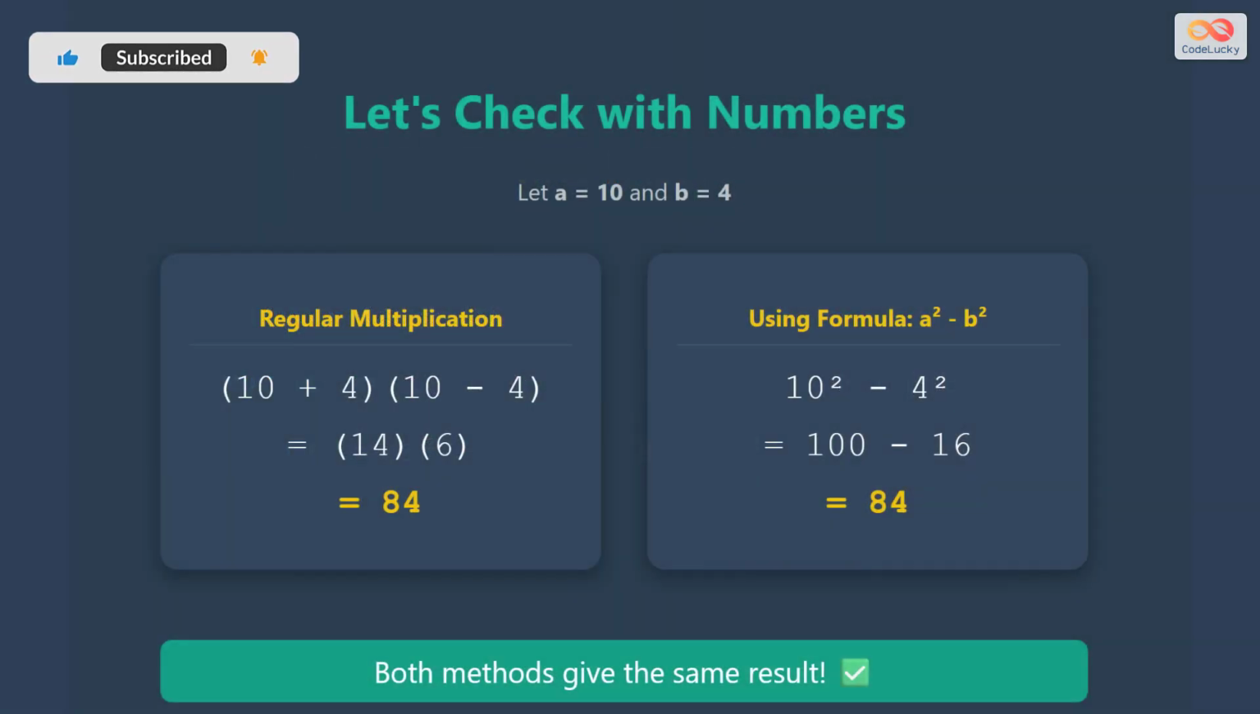Let's test this with real numbers. Let a equal 10 and b equal 4. If we calculate the long way, 14 times 6 is 84. If we use our formula, 10 squared is 100 and 4 squared is 16. 100 minus 16 is also 84. It works perfectly.